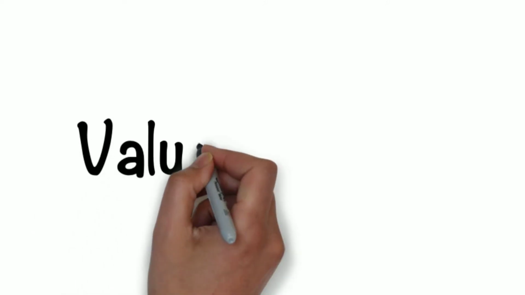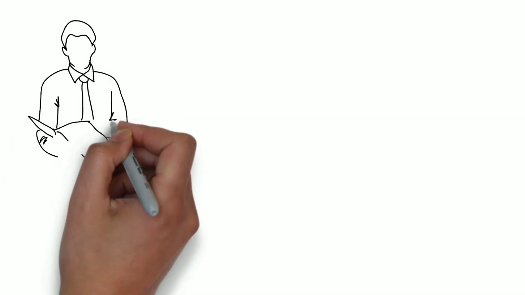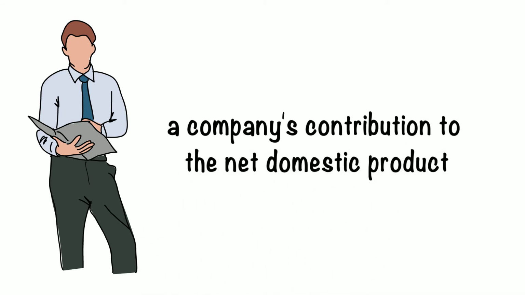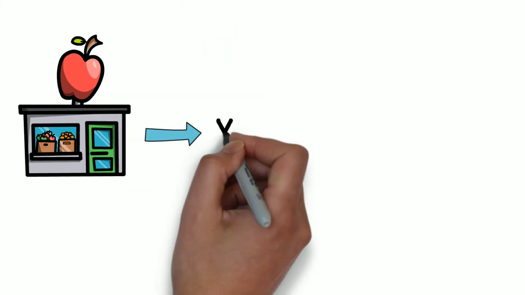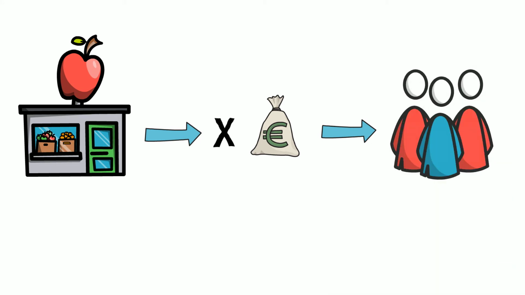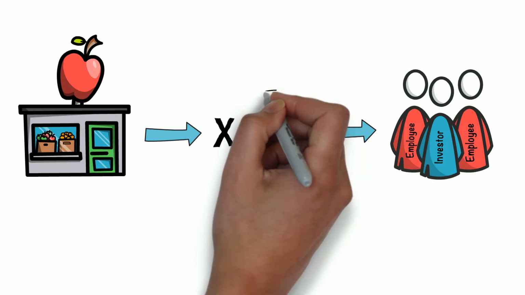This video is all about value creation. But what exactly is that? Well, in business, value creation can be described as a company's contribution to the net domestic product. For example, a company generates amount X per year in country Y, and part of this amount is then paid out as wages to employees, part as profits to investors, or put into the reserves. This type of value is purely financial.